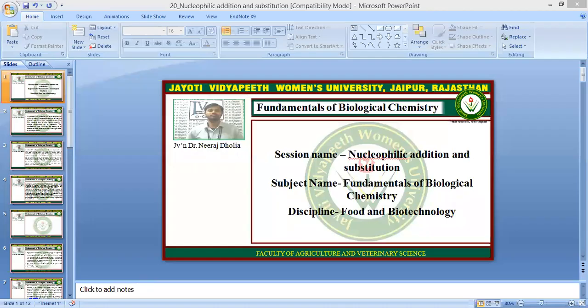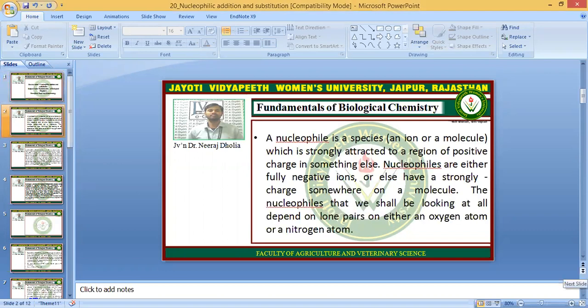Today we are going to discuss a topic that is nucleophilic addition and substitution. And the name of the subject is Fundamentals of Biological Chemistry. So let's start. So what is a nucleophile?